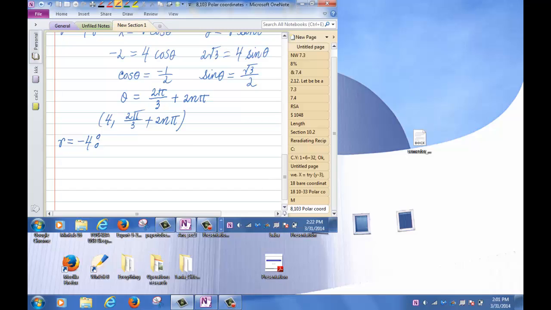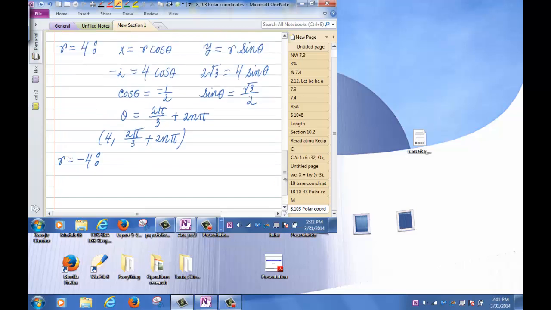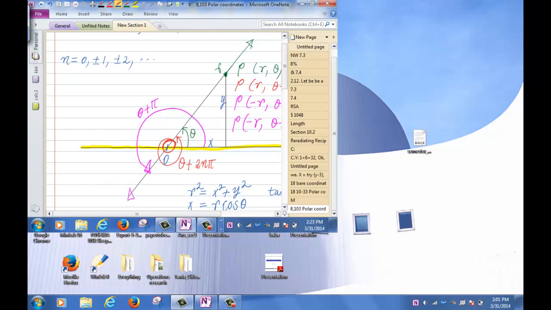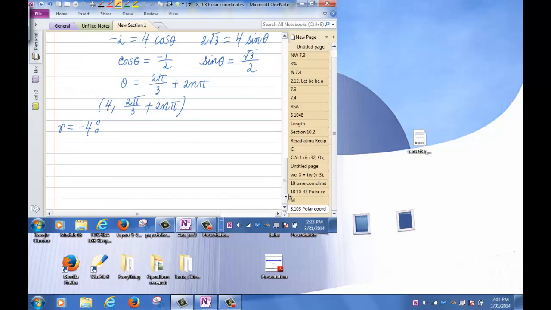Remember that if you want to get negative r, all I had to do is add pi to theta. So in this case, if I make r to be negative 4, all I have to do is add a pi to the value of theta that I have. If I add pi to it, what do I get? 5 pi over 3, and then I add 2n pi.